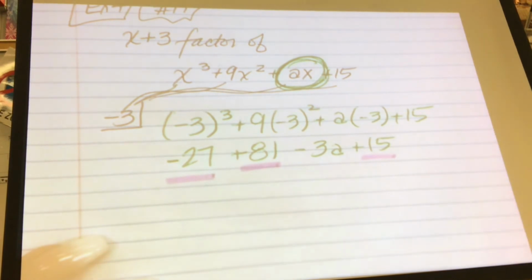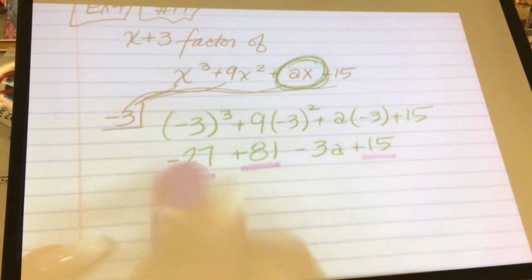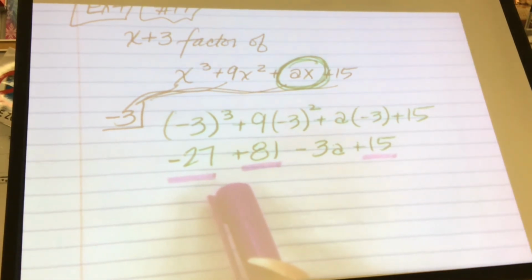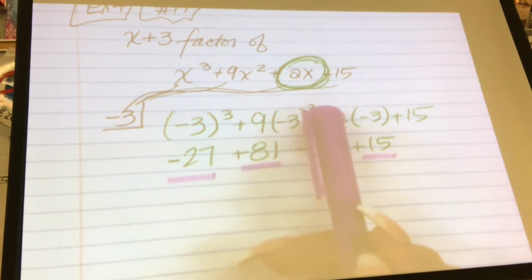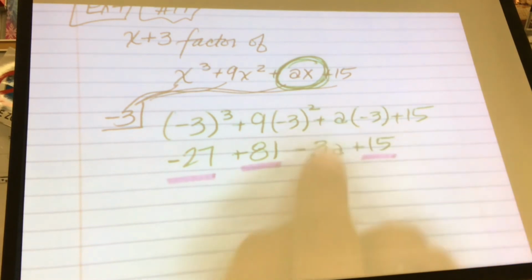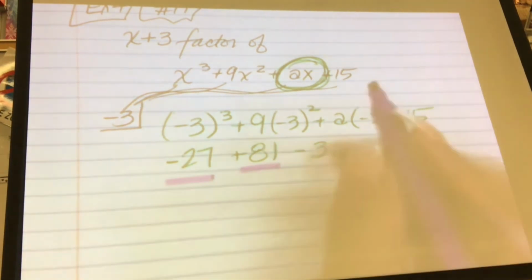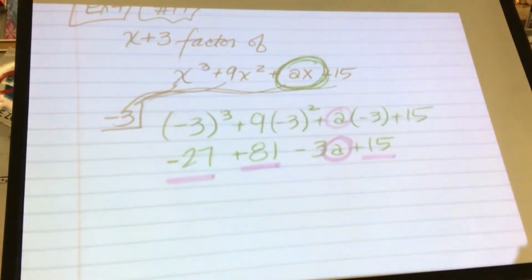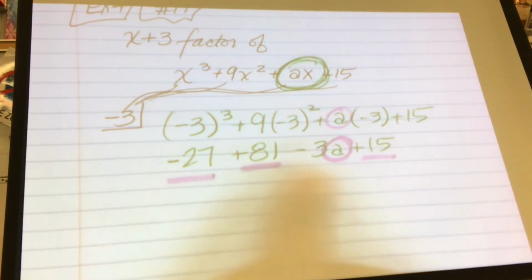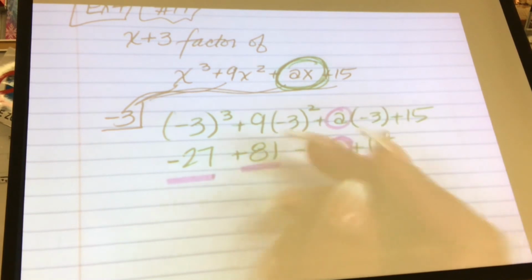All I'm going to do now is add these up, combine them. Negative 3 times negative 3 times negative 3 is a negative 27. Negative 3 squared is a positive 9. 9 times 9 is 81. Negative 3 times a is just negative 3a. This is an a. This is what we're trying to find. Negative 27 plus 81 plus 15 ends up being 69.